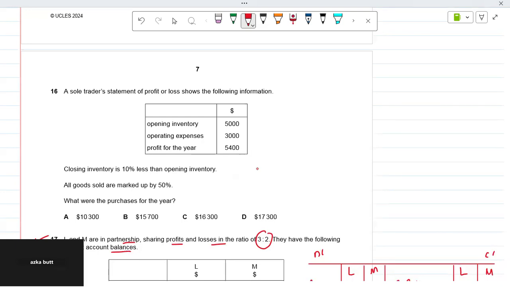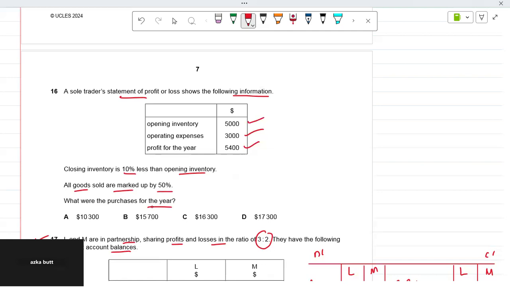Now we are going to see the next question. Question number 16. The data statement of profit and loss shows the following information: opening inventory, operating expenses, profit for the year. Closing inventory is 10% less than the opening inventory. All goods sold are marked up by 50%. What are the purchases for the year?